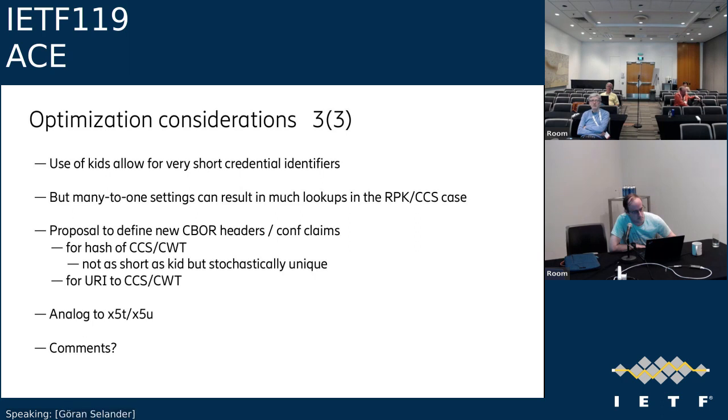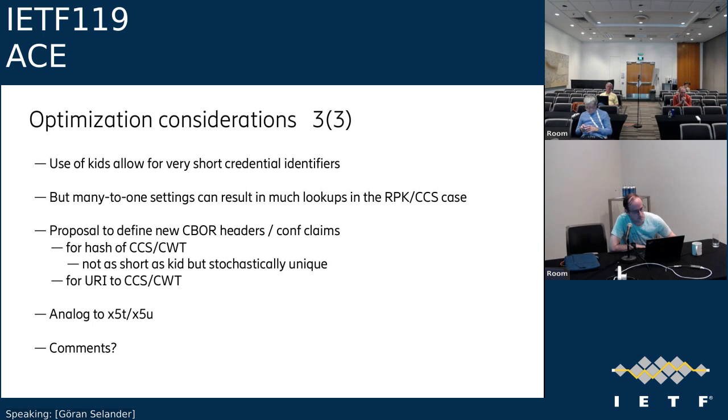It so happens that we are not aware of this being defined anywhere else. So hash of CCS would be a natural identifier. CCS is the CWT claim set, which is essentially a CBOR web token without a signature. And that's the way you identify public keys in EDHOC. So that would be the natural object, but we don't want to carry the whole object. We'd like to only carry the hash.